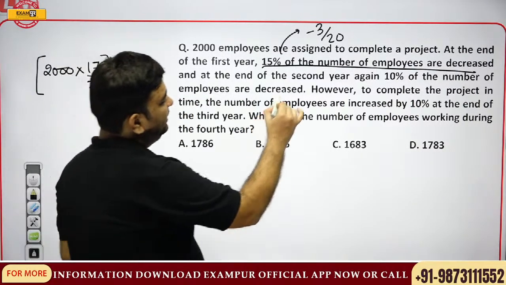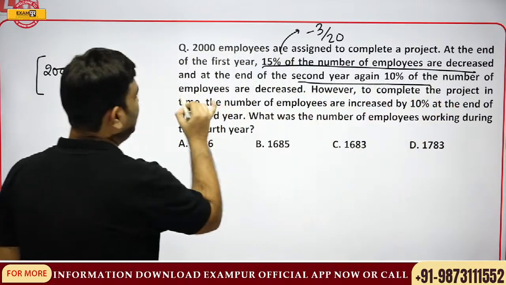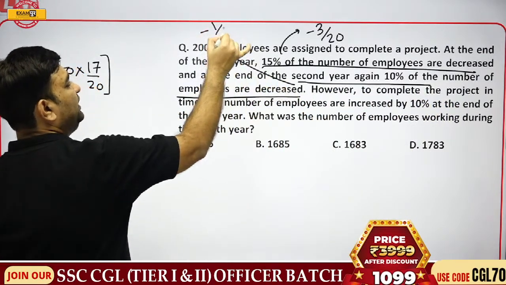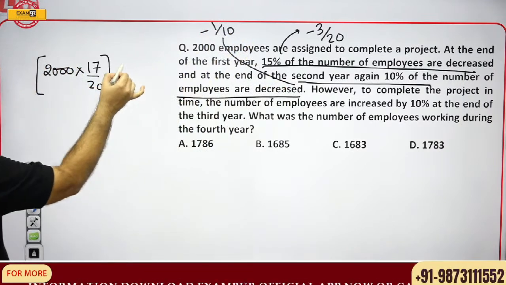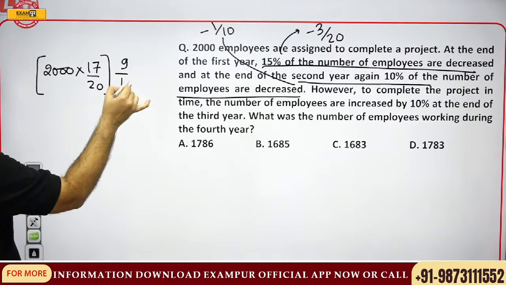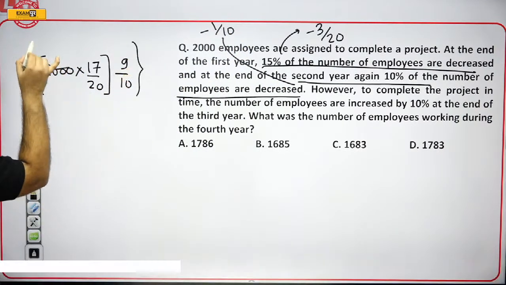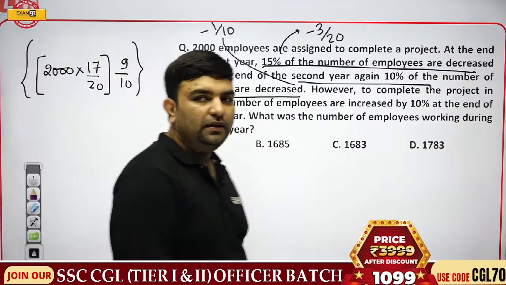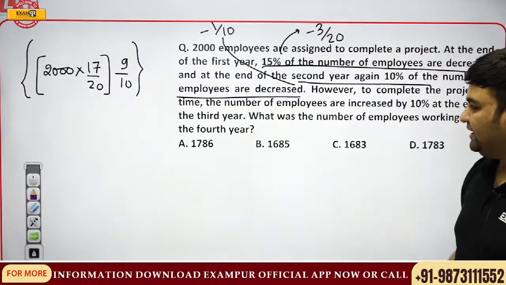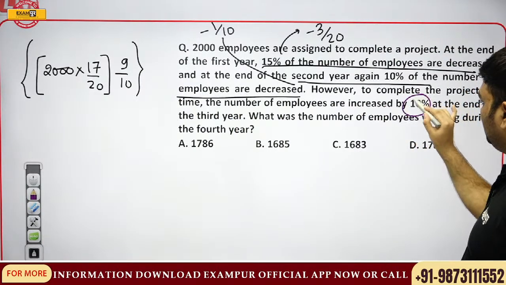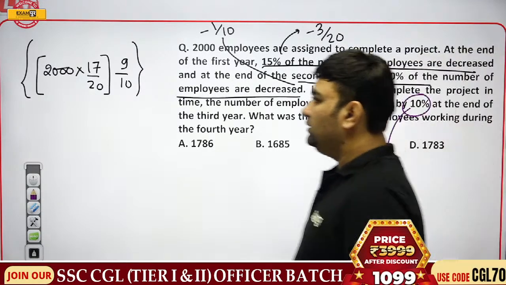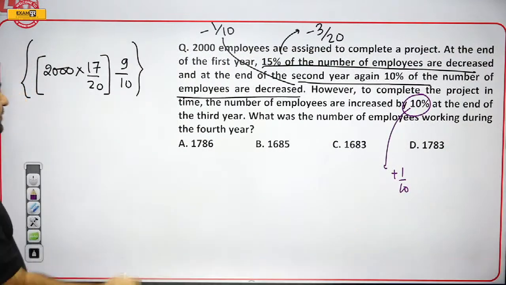Then in the second year, 10% decreased. So 10% is a decrement of 1 over 10. So how many remained? 9 by 10 remained. Then in the third year, 10% increased. Increment of 1 over 10. So how many does it become? It becomes 11 by 10.